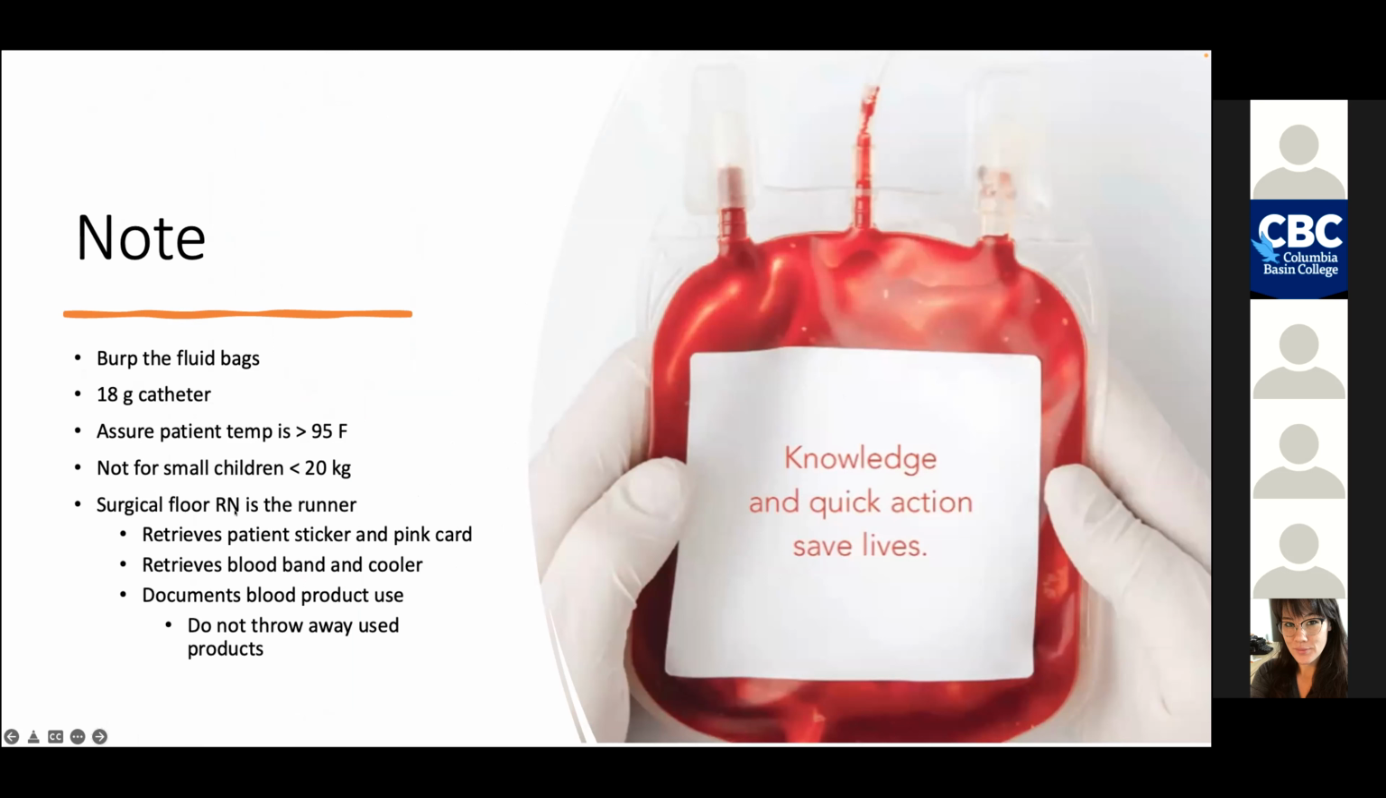And I already mentioned the surgical floor RN is the runner. She goes and gets the patient sticker, the pink card, gets the blood band and the cooler, and she documents all the product use. I got to watch one of these transfusions happen. I didn't realize what was really going on until I was learning this, but now I can see all the steps that went into this.